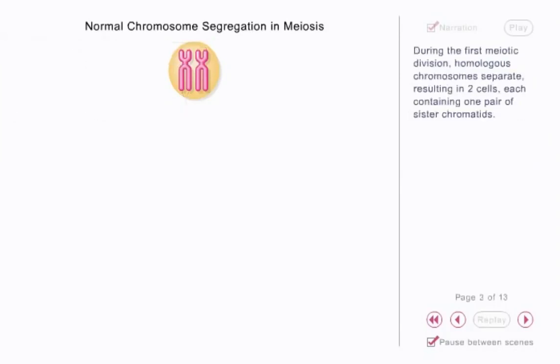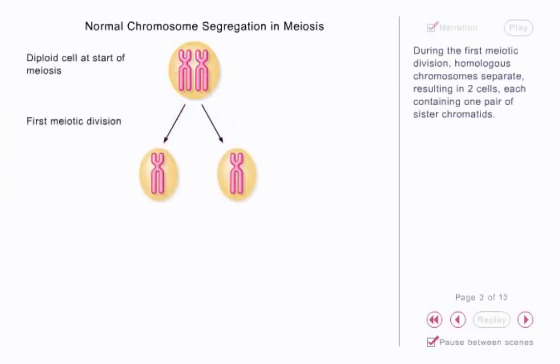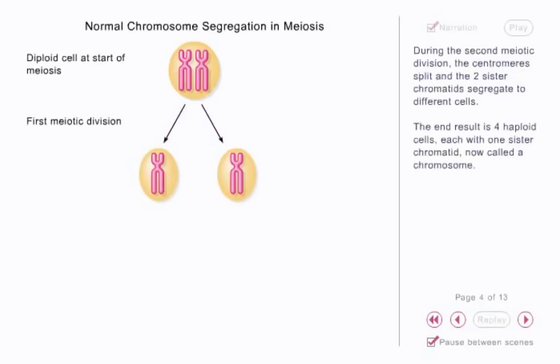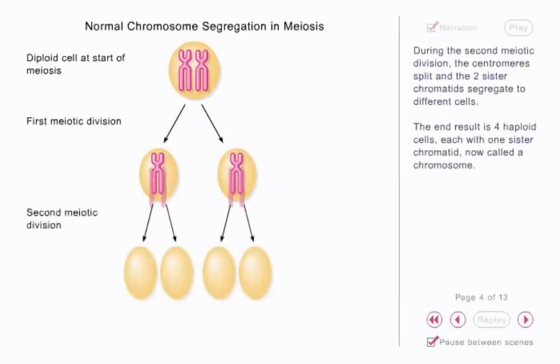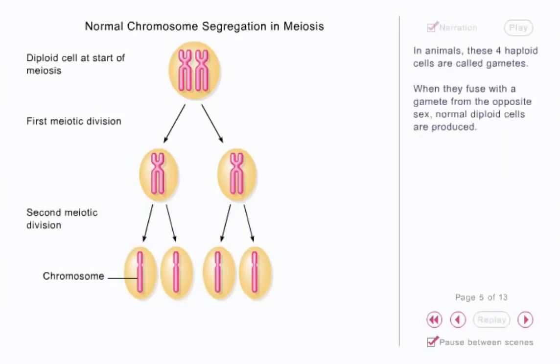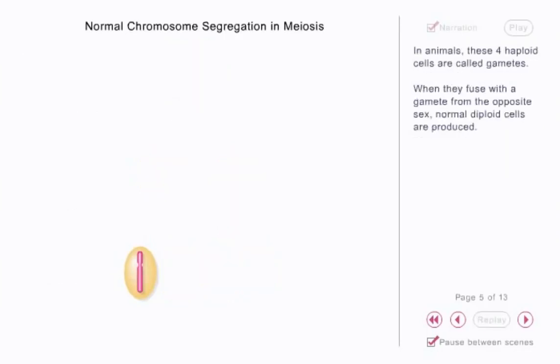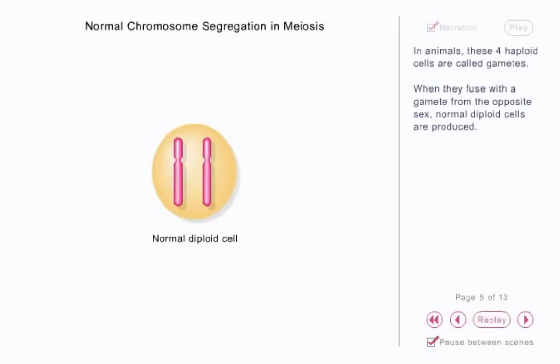During the first meiotic division, homologous chromosomes separate, resulting in 2 cells, each containing one pair of sister chromatids. During the second meiotic division, the centromeres split and the 2 sister chromatids segregate to different cells. The end result is 4 haploid cells, each with one sister chromatid, now called a chromosome. In animals, these 4 haploid cells are called gametes. When they fuse with a gamete from the opposite sex, normal diploid cells are produced.